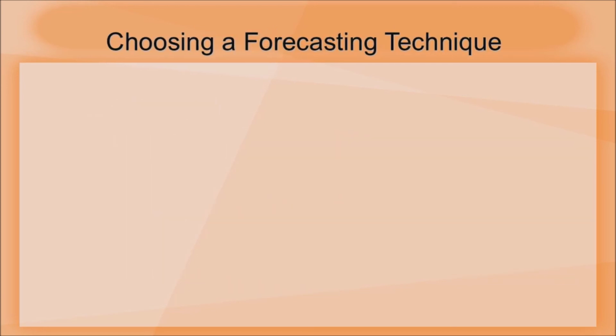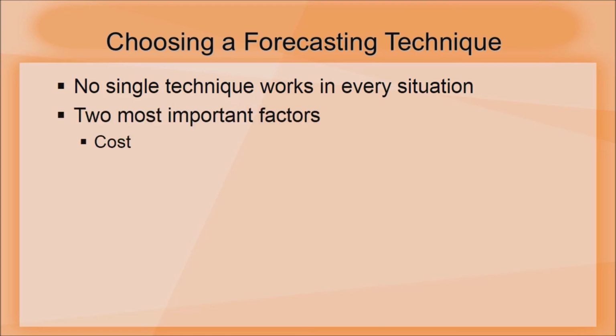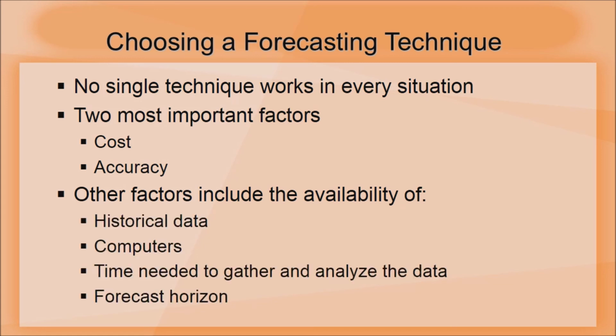Choosing a forecasting technique. No single technique works in every situation. The two most important factors are cost and accuracy. Other factors include the availability of historical data, computers, time needed to gather and analyze the data, and forecast horizon.